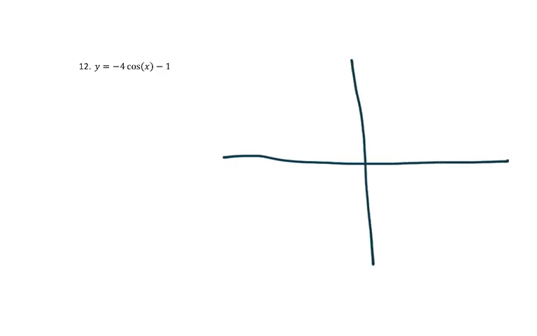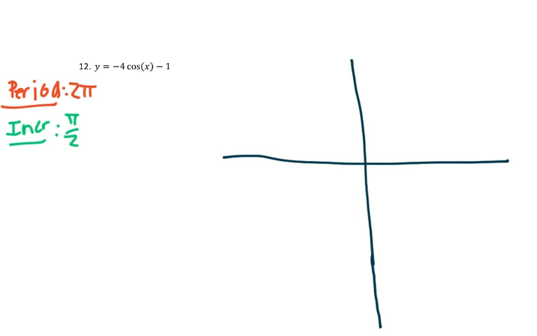All right, and our last one. So our period is 2 pi, because I'm not multiplying x by anything, which makes my increments pi over 2, because I take my period and divide it by 4. So this will be pi over 2, pi, 3 pi over 2, 2 pi.